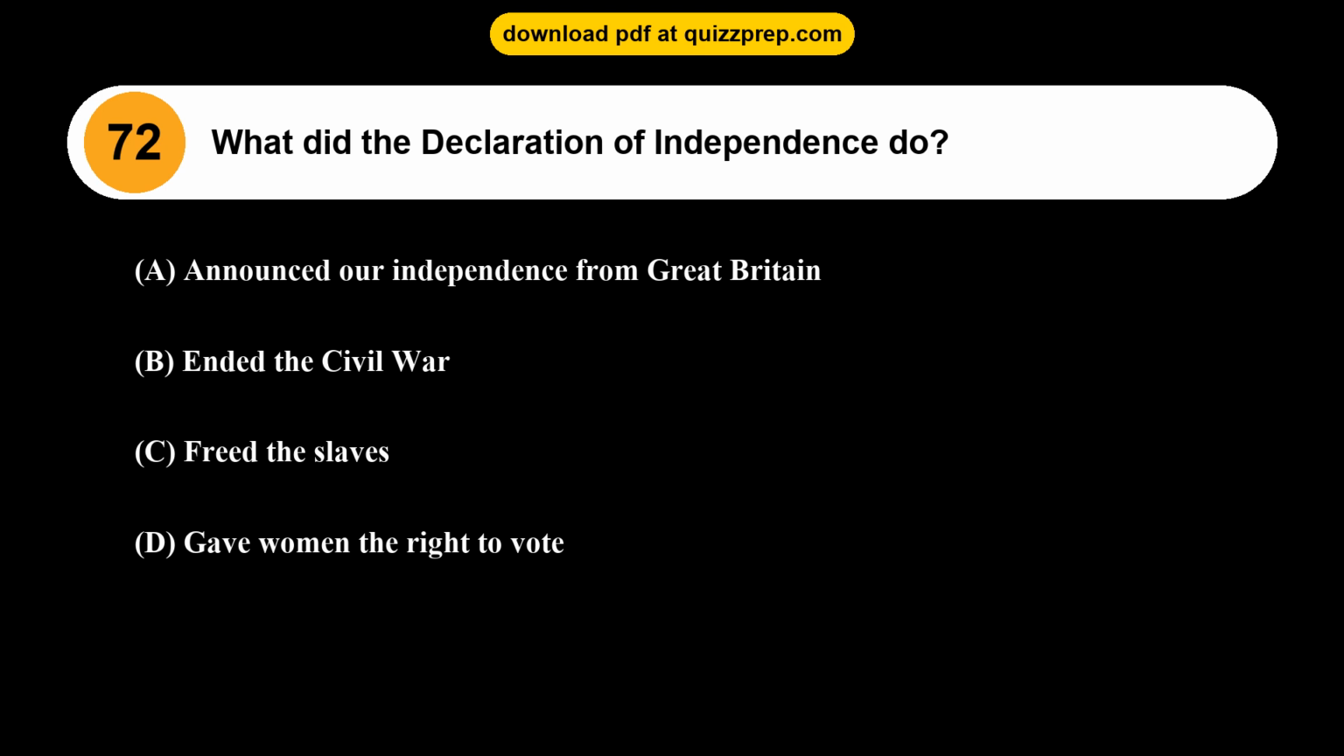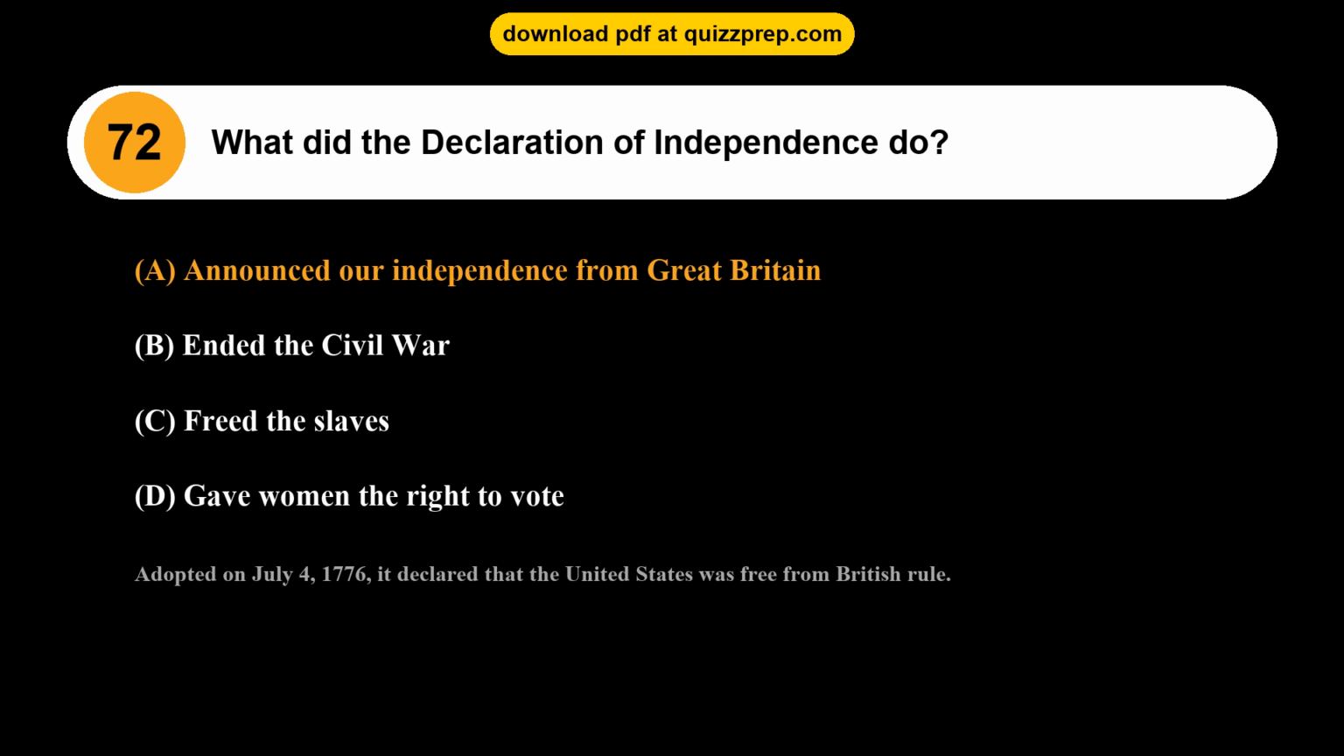Question 72. What did the Declaration of Independence do? Option A. Announced our independence from Great Britain. Option B. Ended the Civil War. Option C. Freed the slaves. Option D. Gave women the right to vote. The correct answer is option A. Announced our independence from Great Britain. Adopted on July 4, 1776, it declared that the United States was free from British rule.